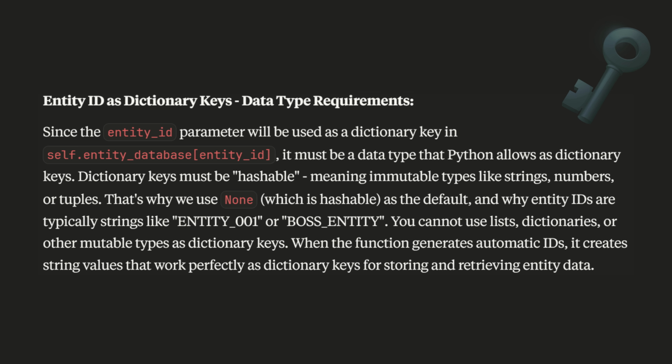Now, since the entity ID parameter in generate_entity is designed to be used as a dictionary key later in the code, we need to use data types that can serve as dictionary keys in Python. So the valid data types you'd be able to pass here would be strings. It's the most common and recommended choice. Strings work perfectly as dictionary keys and are human readable, making them ideal for this entity identification.